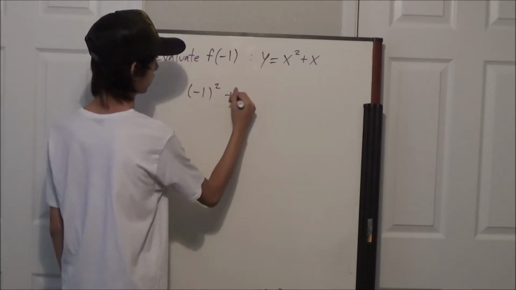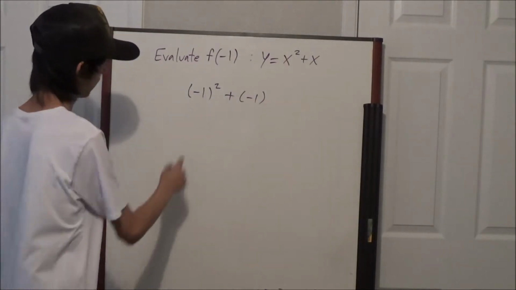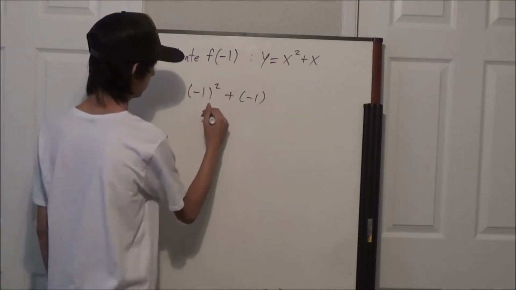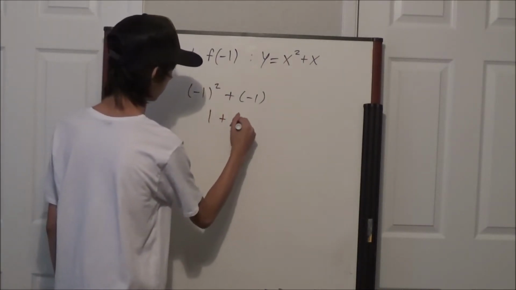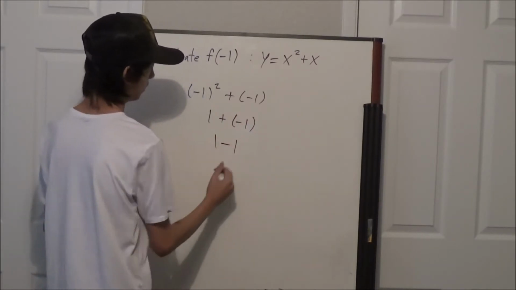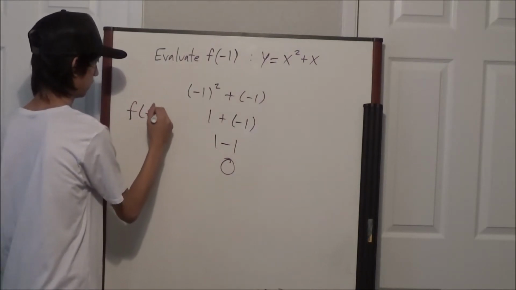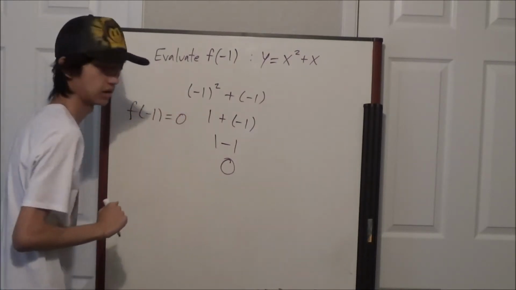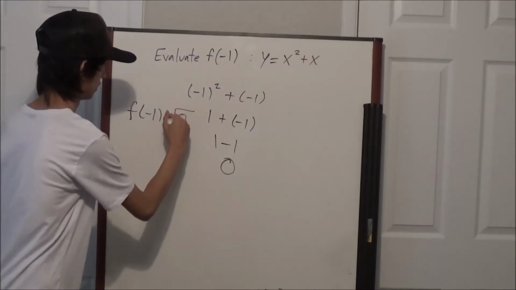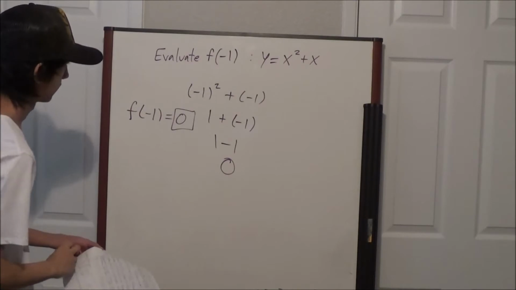-1 squared is 1, plus -1. That's the same thing as 1 minus 1, which is equal to 0. So f of -1 is equal to 0. Just like that. Okay? Plugging it in.